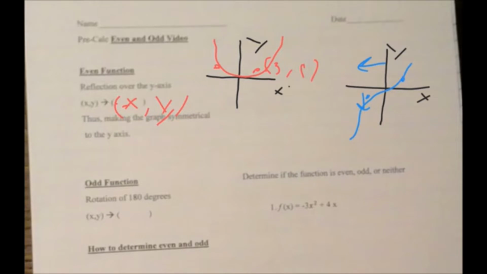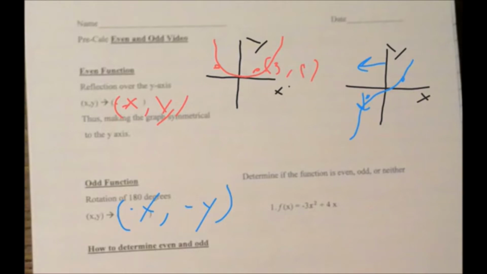goes through that point, something like that, you can see that if you flip the graph upside down, it looks exactly the same. So when we write this, you negate x and you negate y, and that's how we know when it's an odd function. So negate x but y stays the same, it's even. Negate x and negate y, it's an odd function.